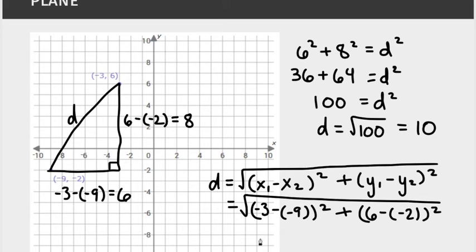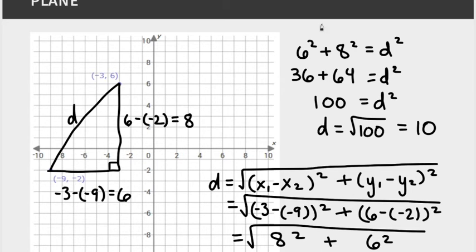If we simplify the pieces inside of this radical, we just have 8 squared plus 6 squared. So the same terms that we had on the left-hand side of our Pythagorean theorem equation. And so we'll get the square root of 100, or 10. So equivalent.